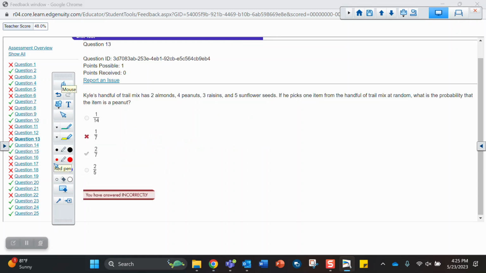Kyle's handful of trail mix has 2 almonds, 4 peanuts, 3 raisins, 5 sunflower seeds. He picks one from the handful. What's the probability that it's a peanut? So we have 4 peanuts out of how many total items? 2 plus 4 is 6, 7, 8, 9. 9 plus 5 is 14. 4 out of 14 reduces to 2/7.